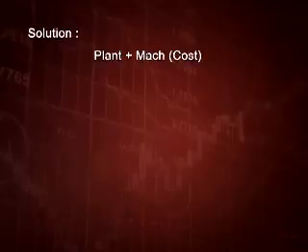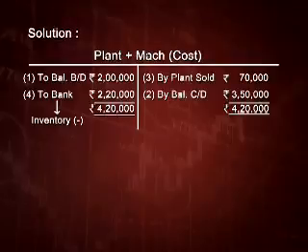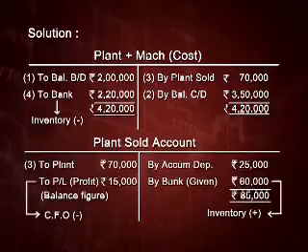Let's start with the solution. Plant and machinery at cost. We start with opening balance on the debit side, 2 lakh, and the closing balance on the credit side, 3,50,000. Now, on the credit side, we will write by plant sold 70,000. Please remember, we have to show cost, and this will be transferred to plant sold account debit side, that is, to plant 70,000.